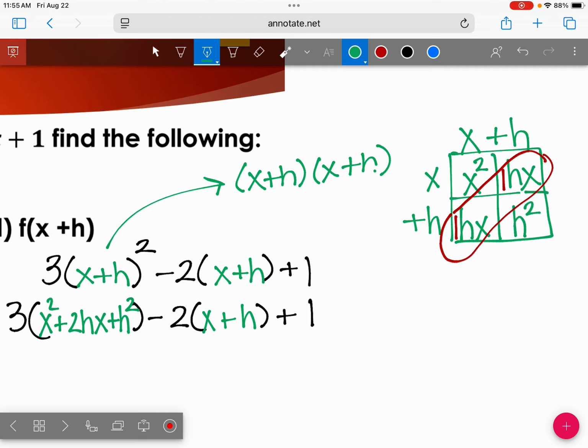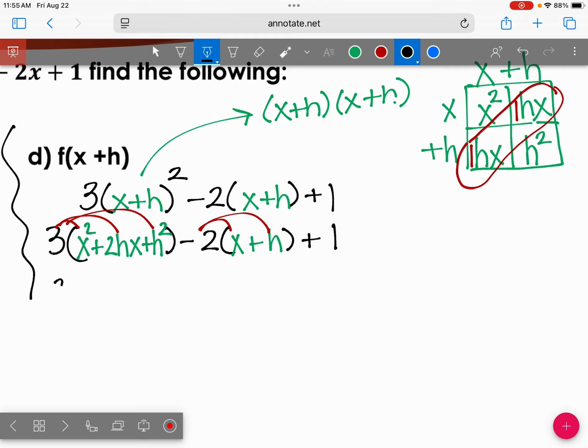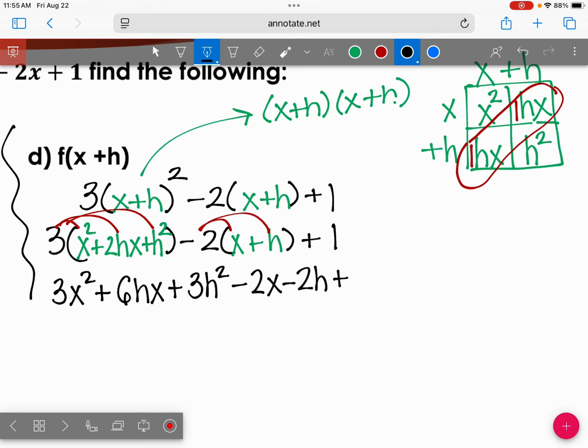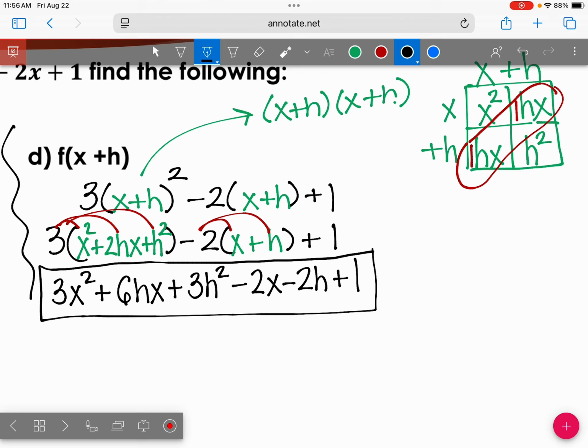What do you think our next step is going to be to get rid of the parentheses? Distribute. Let's do it. So 3x squared plus 6hx plus 3h squared minus 2x minus 2h plus 1. It's long. Are any of those like terms? Nope. And that would be my answer.